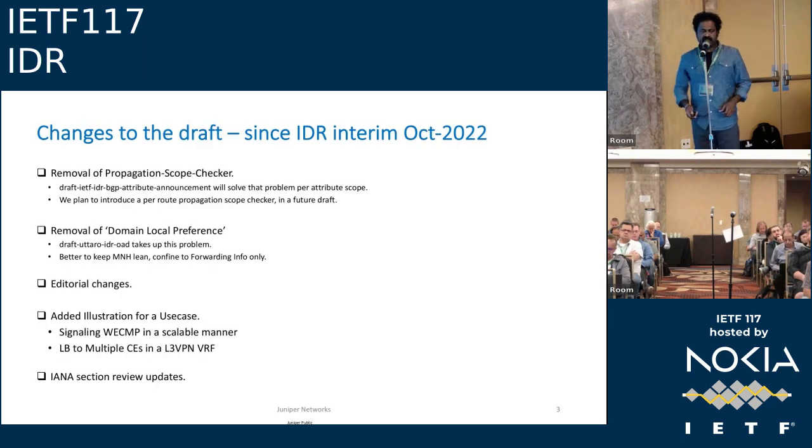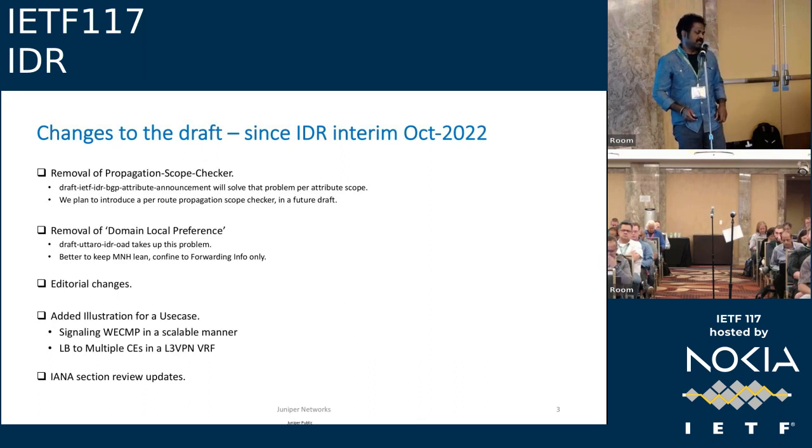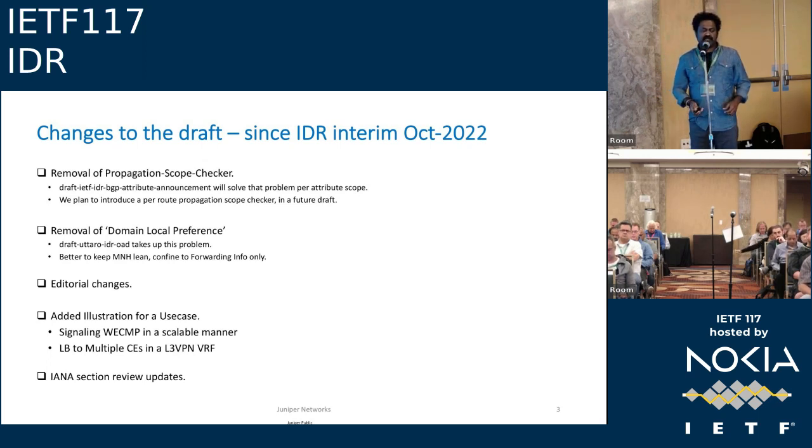Okay, so the main changes to the draft are some removals. Basically, we removed the propagation scope checker. The BGP attribute announcement draft solves this problem as a per attribute scope. And we thought it's better to just stick with that instead of having a separate mechanism for this attribute as well. We plan to introduce a per route propagation scope checker in future. That falls in place with the discussions that are happening with attribute escape. We feel that having a route escape propagation scope checker is better than attribute escape. That's a discussion for a future day.